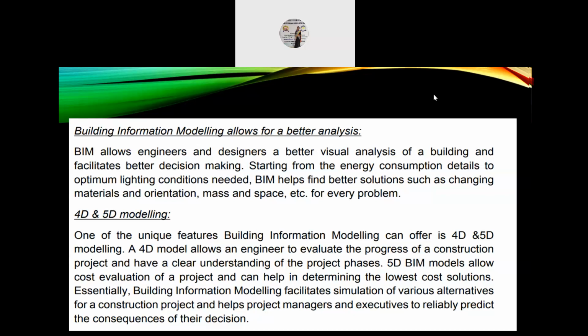for every problem. 4D and 5D modeling. One of the most unique features BIM modeling can offer is 4D and 5D modeling. A 4D model allows an engineer to evaluate the progress of a construction project and have a clear understanding of the project phases. A 5D BIM model allows cost evaluation of a project and can help in determining the lowest cost solutions. So essentially, building information modeling facilitates simulation of various alternatives for a construction project and helps project managers and executives to reliably predict the consequences of their decisions.